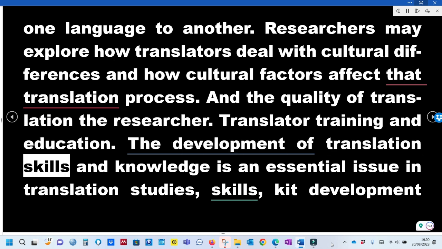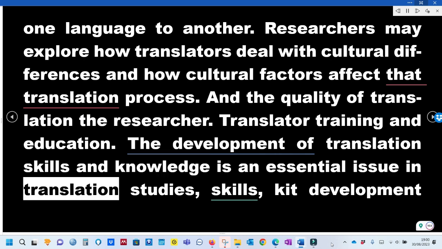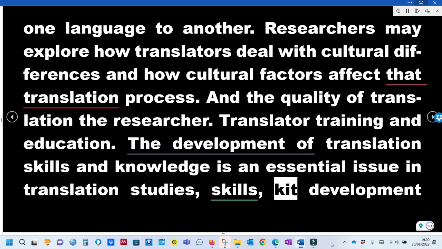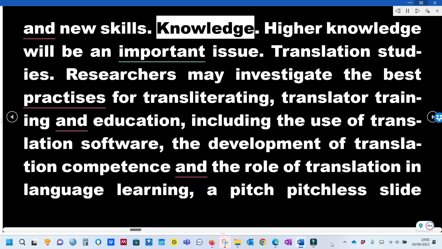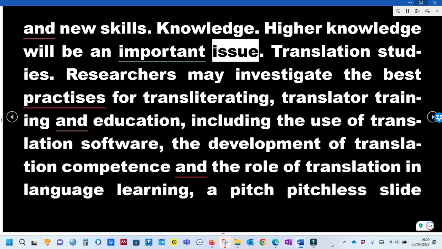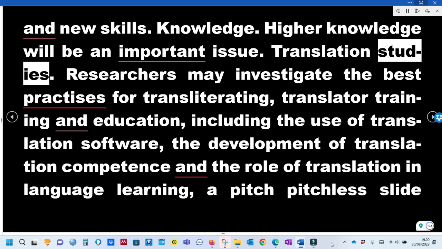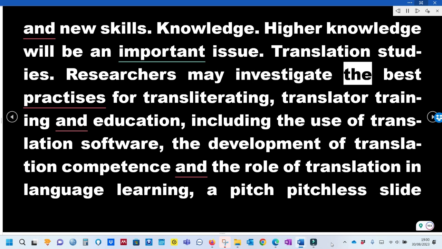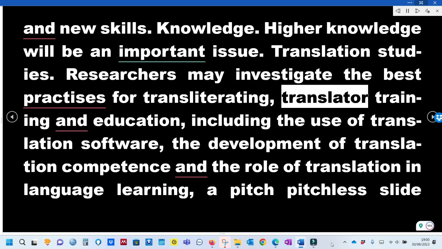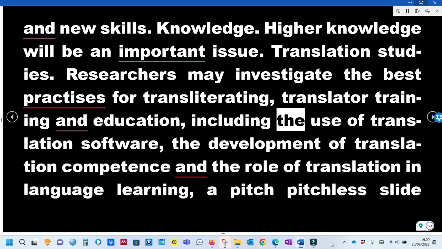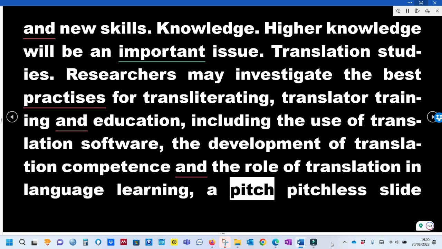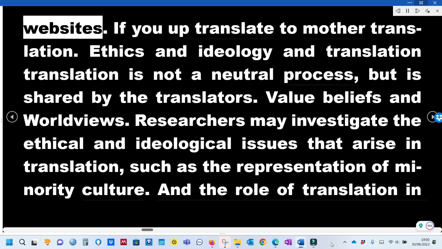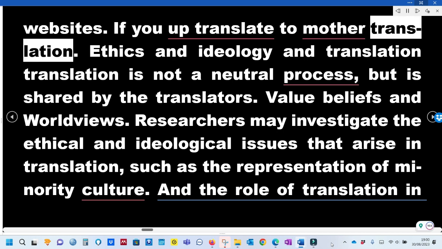Translator training and education. The development of translation skills and knowledge is an essential issue in translation studies. Researchers may investigate the best practices for translator training and education, including the use of translation software, the development of translation competence and the role of translation in language learning.